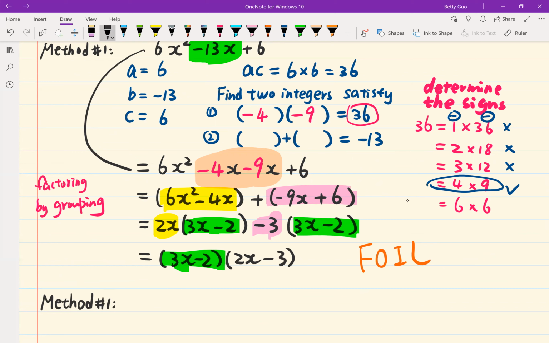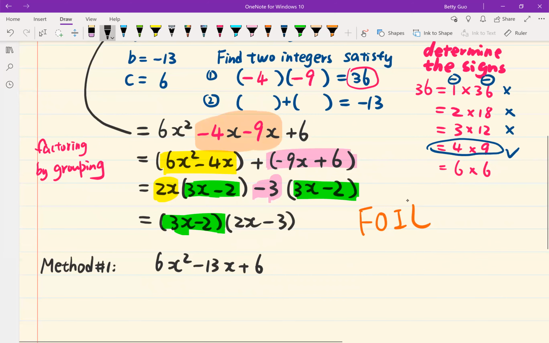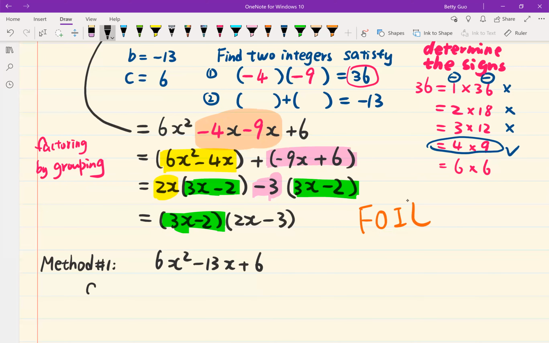It's called the slide divide slide method, right? 6x squared minus 13x plus 6. We identify A, B, C. We know A here, the 6, is different from 1. So we are going to slide the leading coefficient to be with the constant term to create a new polynomial.